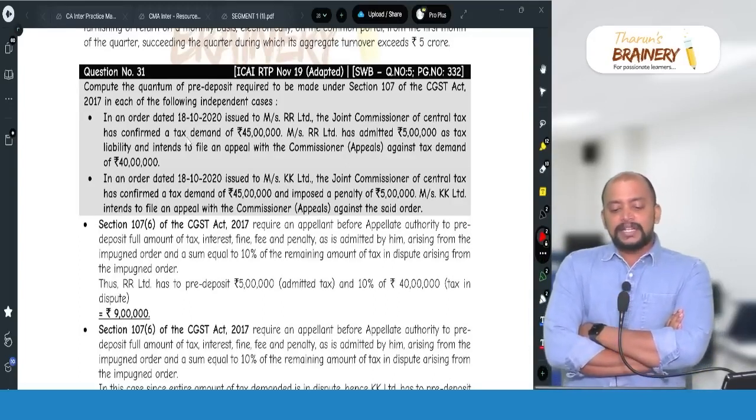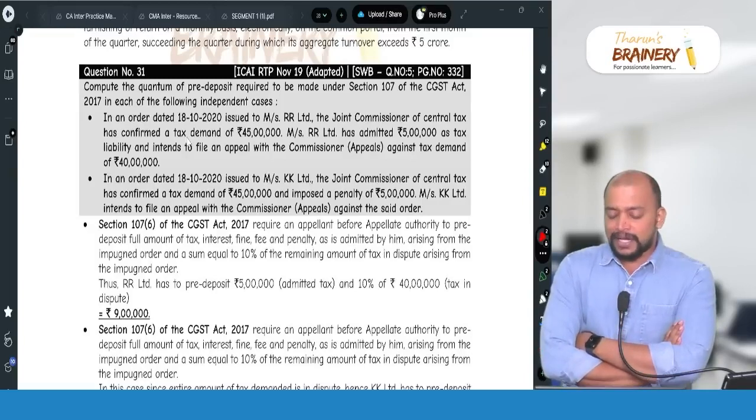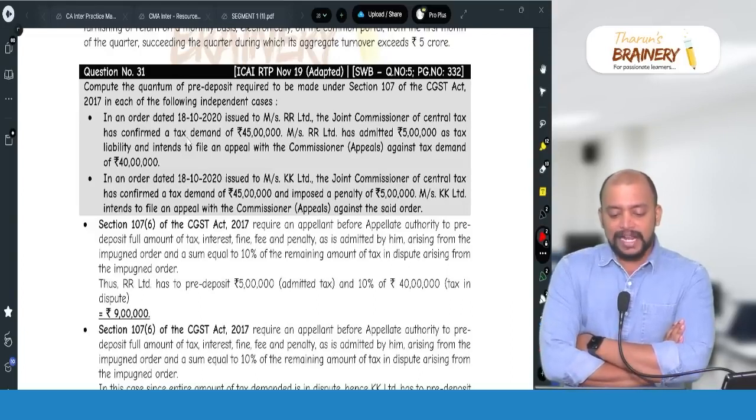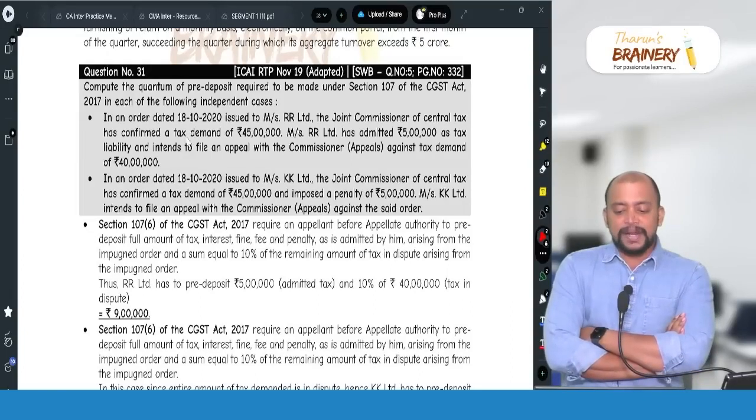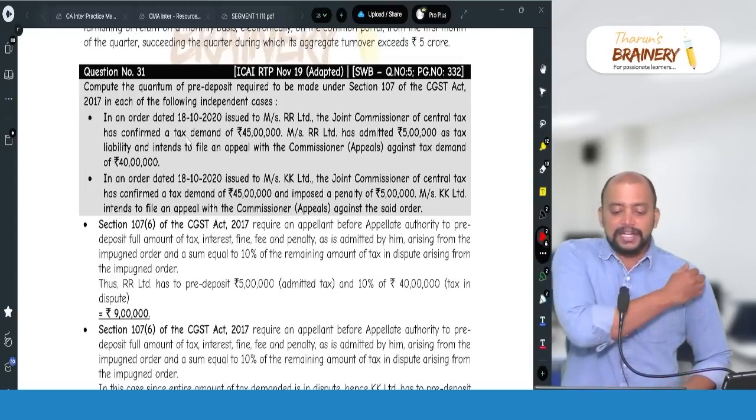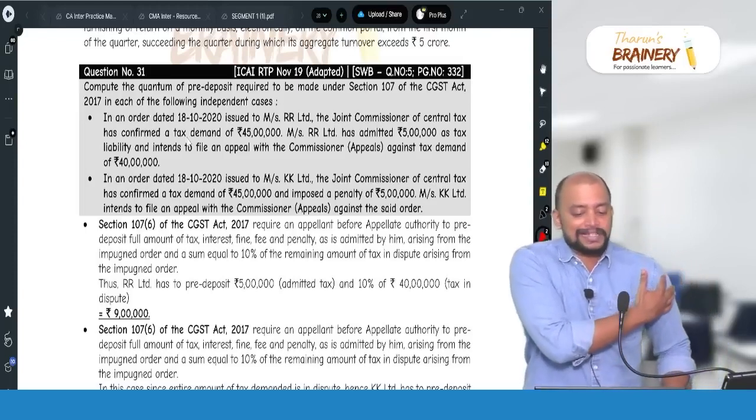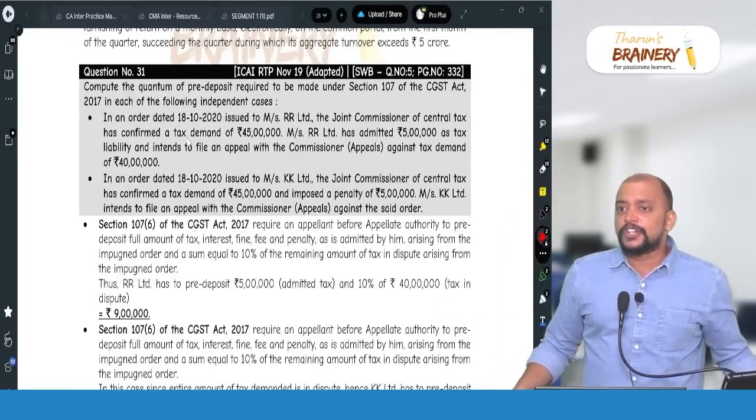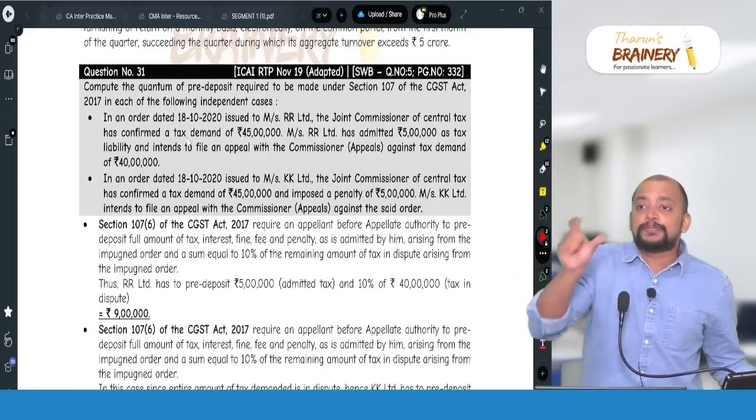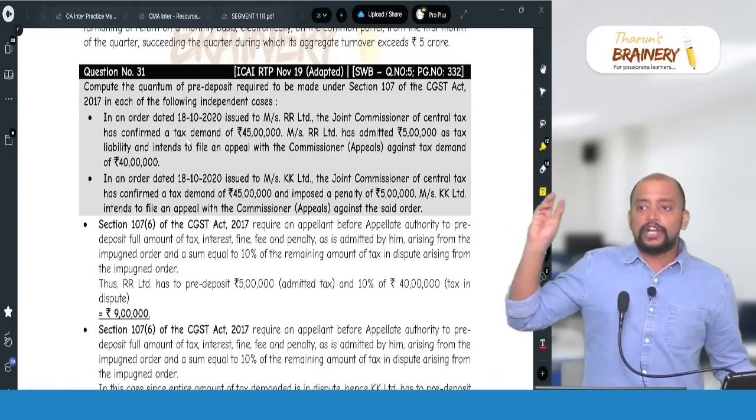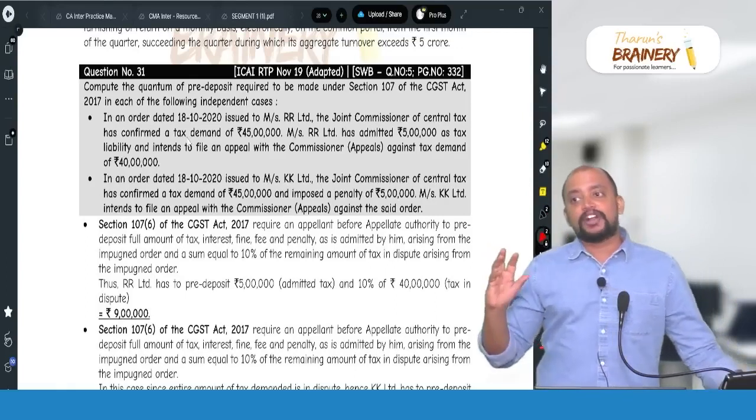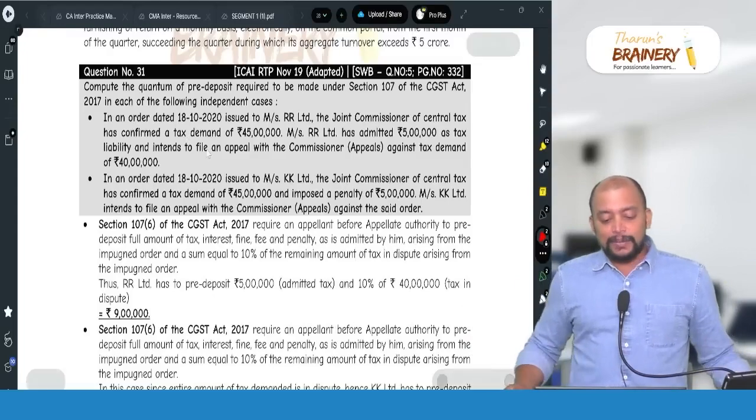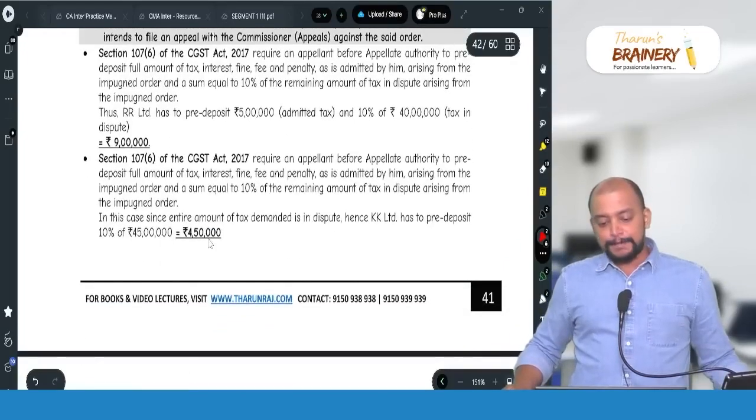Now second point, in an order dated 18-10-2020 issued to Messrs KK Limited, the Joint Commissioner of Central Tax has confirmed a tax demand of 45 lakhs and imposed a penalty of 5 lakhs. Messrs KK Limited intends to file an appeal with Commissioner Appeals against the said order. There is nothing admitted, which means everything will be disputed. So in that case, only on disputed tax, not on penalty, only on disputed tax. What is the disputed tax? 45 lakhs. On 45 lakhs, 10% will be 4,50,000. That will be taken as the pre-deposit in this case.